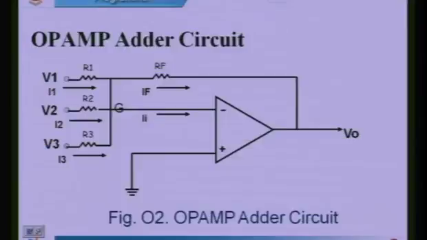Let us recall in 1 minute what we discussed today. Today we discussed the non-inverting amplifier, then op amp voltage applications: the op amp voltage follower and the op amp adder. These are all applications of the operational amplifier.